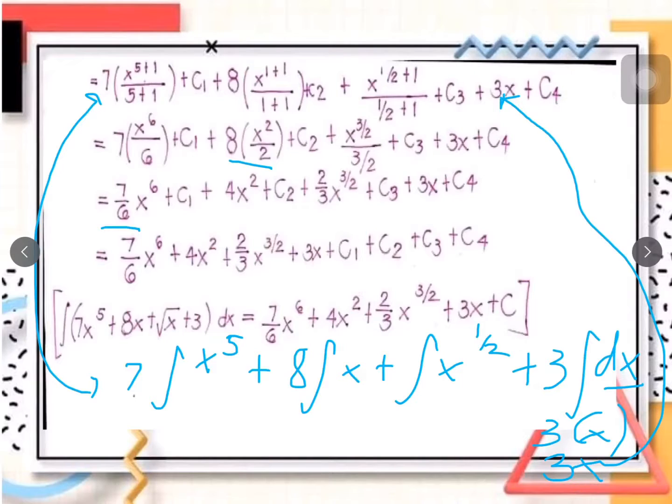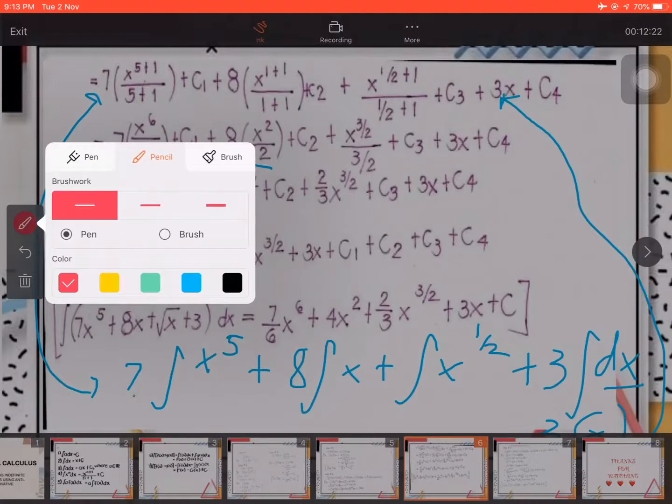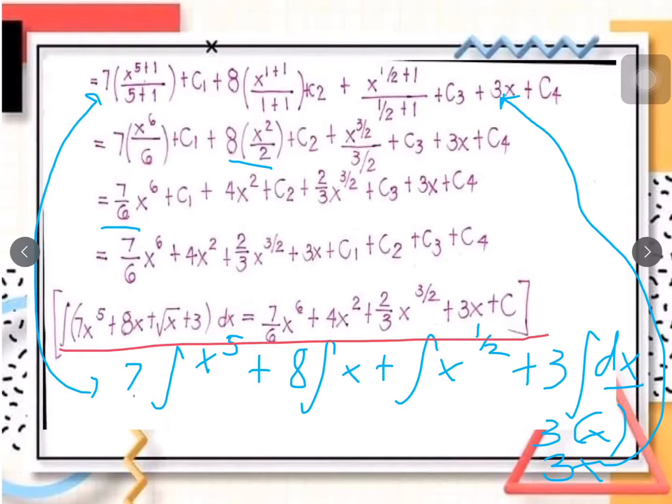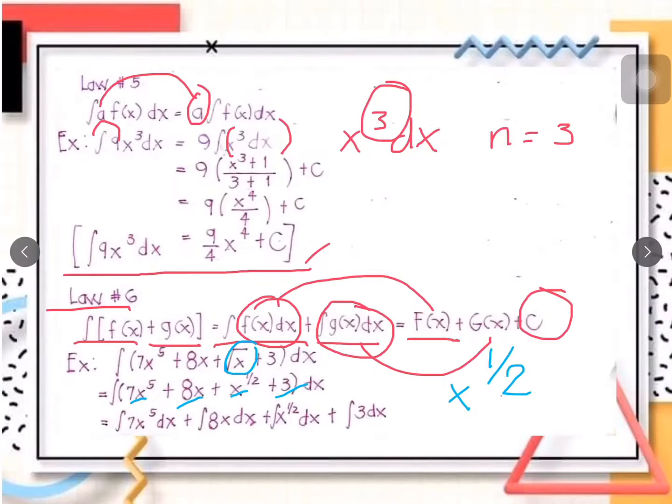By simplifying our arbitrary constants, we will get the integral of 7x to the 5th plus 8x plus the square root of x plus 3 dx is equal to 7 over 6 x to the 6 plus 4 x squared plus 2 thirds x to the 3 halves plus 3x plus c. This is our final answer. Next.